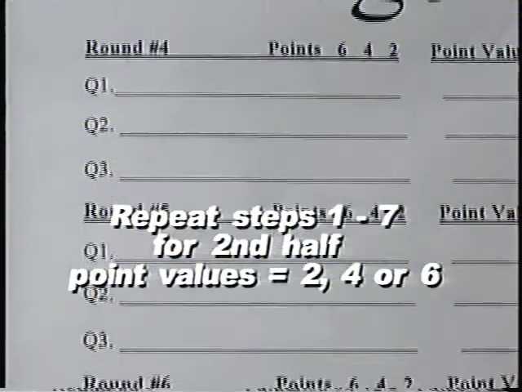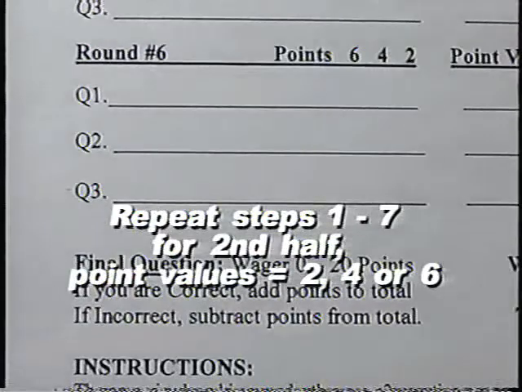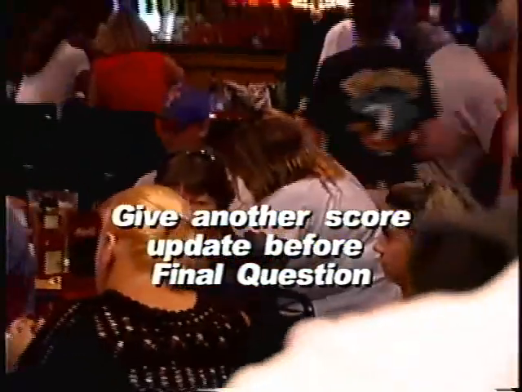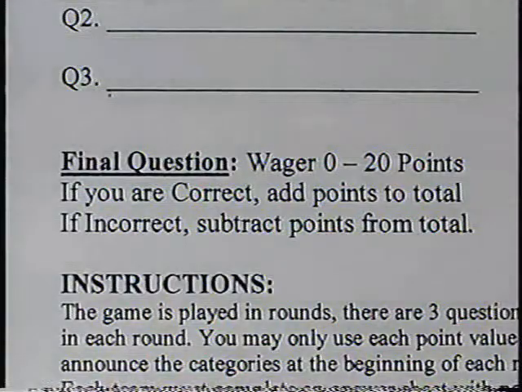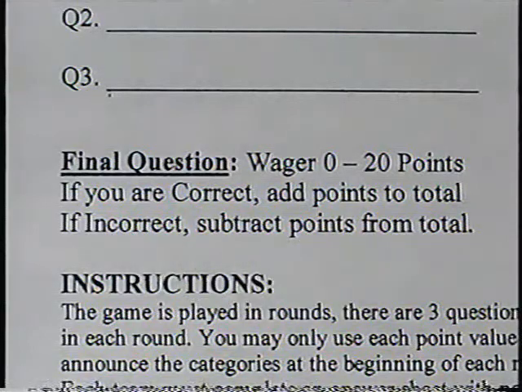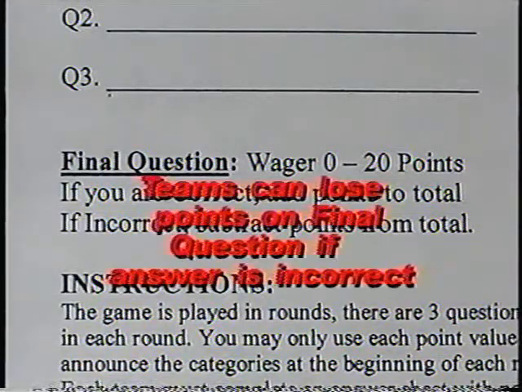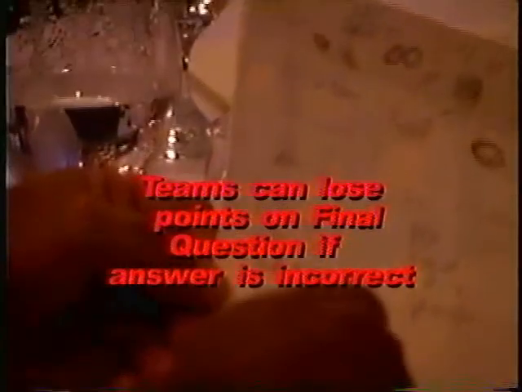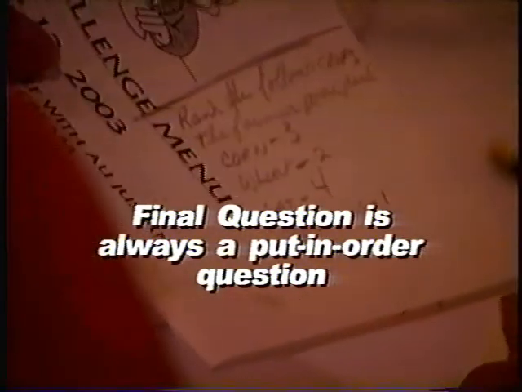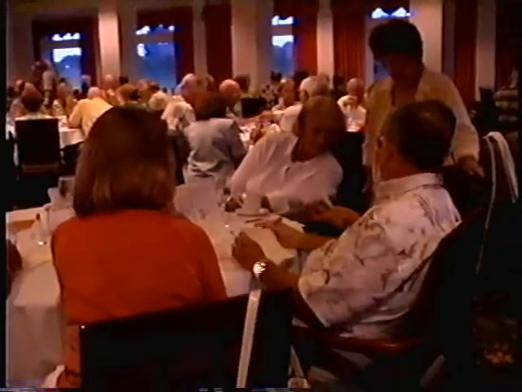The second half is played just like the first half, only the point values changed to 2, 4, and 6. At the completion of round 6, the host will again give a score update before announcing the final question. On the final question, teams can wager any value between and including 0 to 20 points. This is the only question where teams will lose the points for an incorrect answer. The final question is always a put-in-order question, such as from oldest to youngest, smallest to largest, or chronologically. A team's answer must be entirely correct to be awarded their wager.